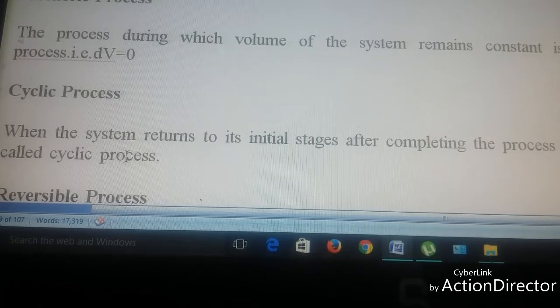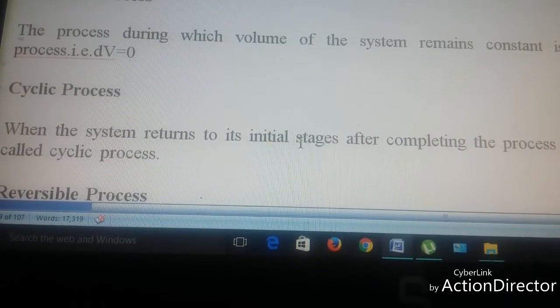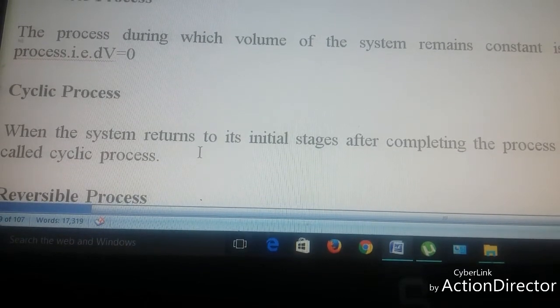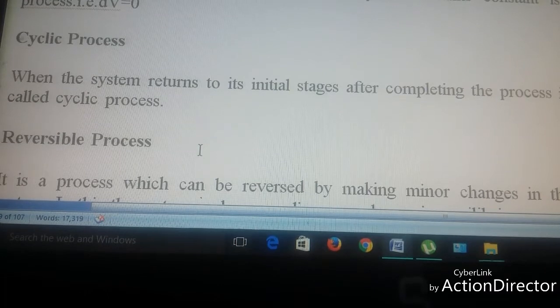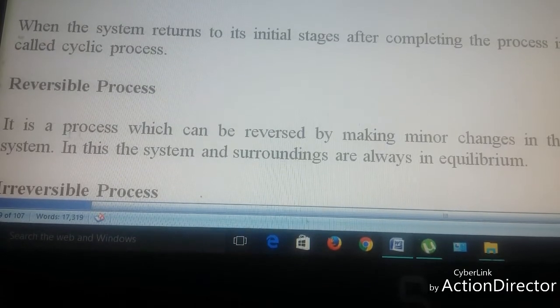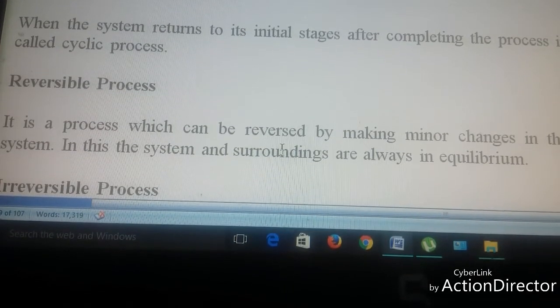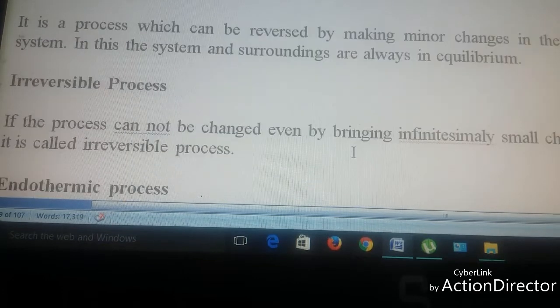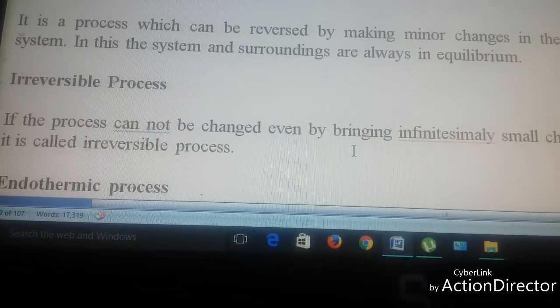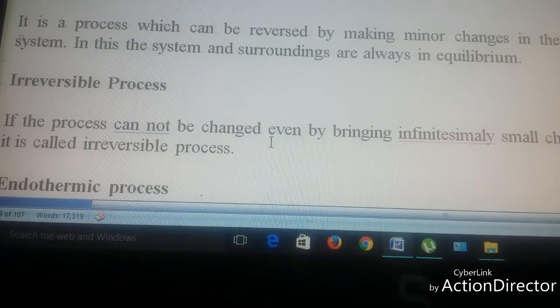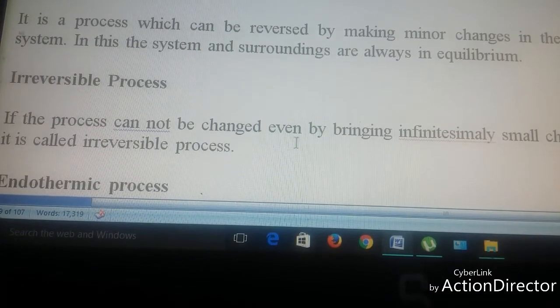Next one is the cyclic process, that is when the system returns to its initial state after completing the process in various stages. A reversible process can be reversed by minor changes in the properties of the system. In this, the system and surroundings will always be in equilibrium. An irreversible process cannot be reversed even by bringing small changes in the system.